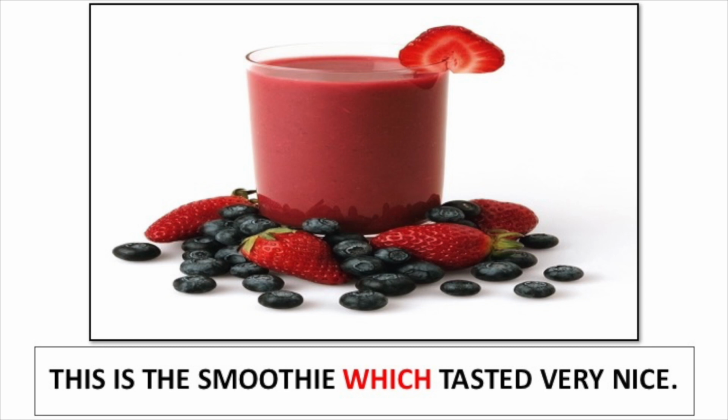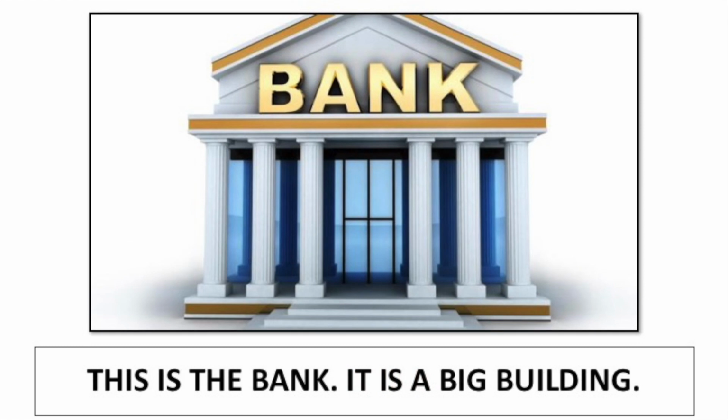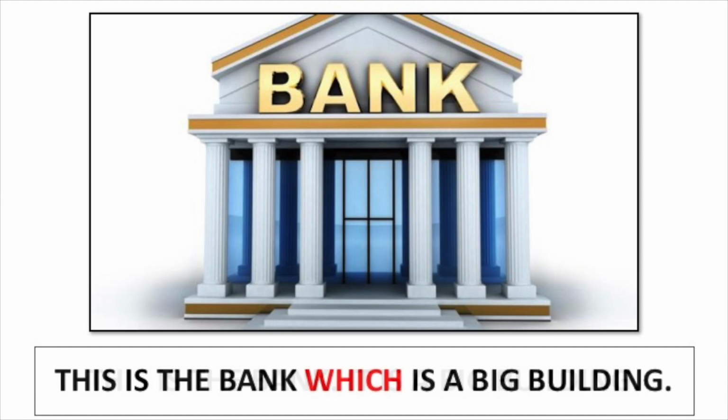Let's try a few more examples. This is the bank. It is a big building. Okay, so what word do we introduce to make it one long sentence? Not who, which, okay? With objects like buildings, change the word with which. So we can say here, this is the bank, which is a big building.